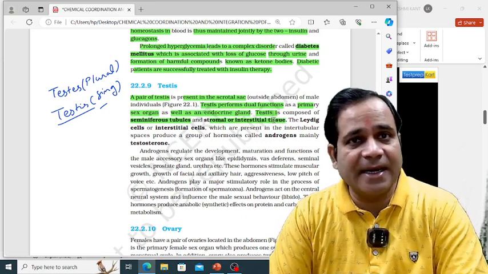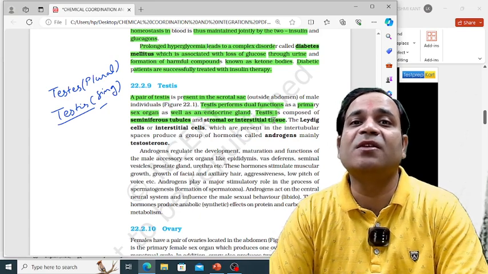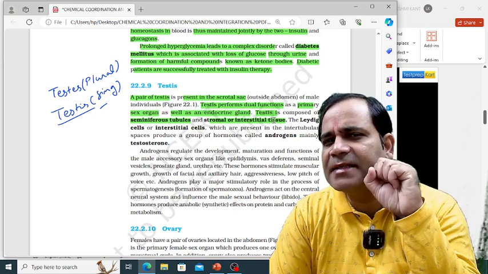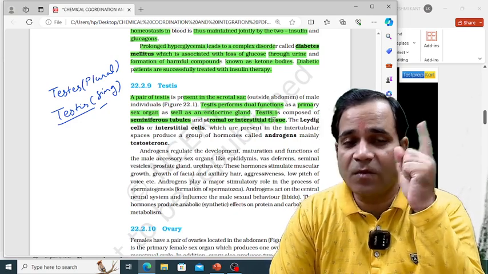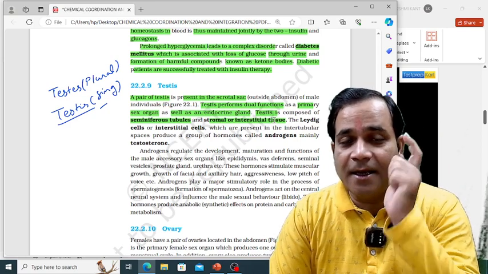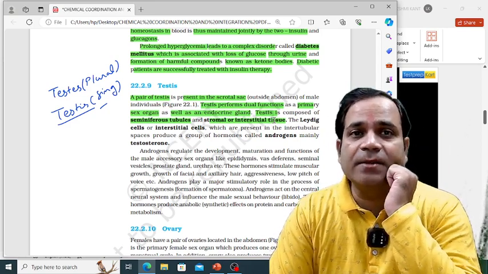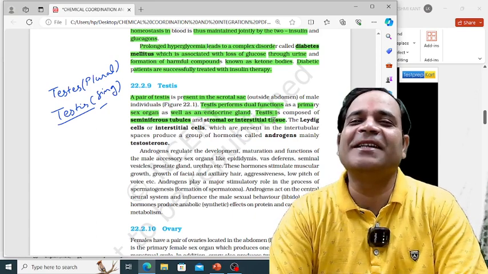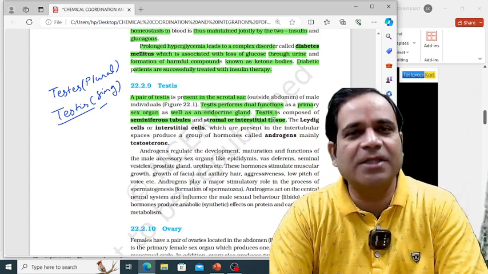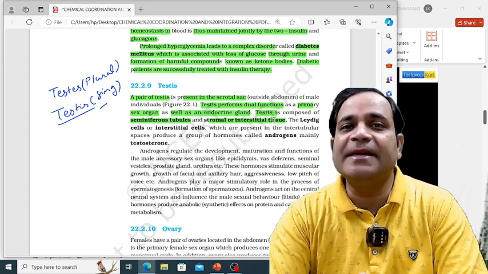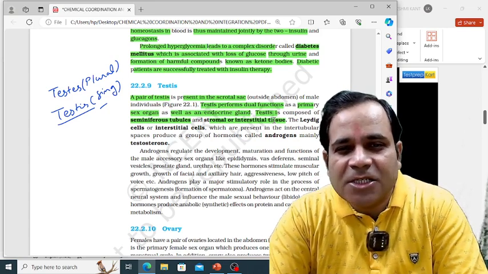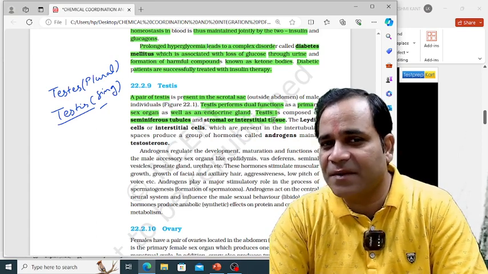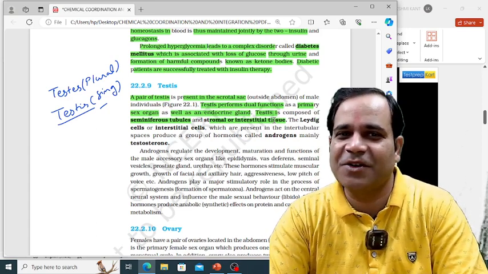these seminiferous tubules are mainly the site of the formation of sperm, my dear. There are many seminiferous tubules contained inside the testicular lobules. What a fantastic thing. You know how many seminiferous tubules are in each testicular lobule? That is 1 to 3, my dear. 1 to 3 seminiferous tubules. They are highly coiled tubules present in the testicular lobules, my dear. And the seminiferous tubule is mainly responsible for the formation of sperm, my dear.